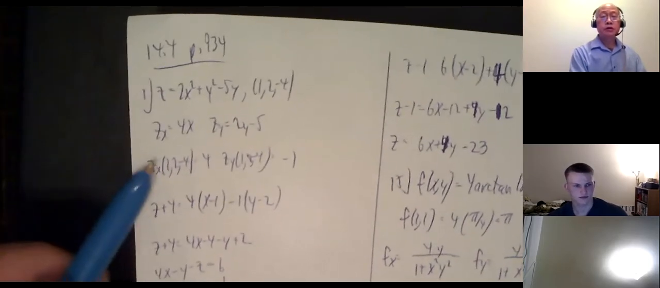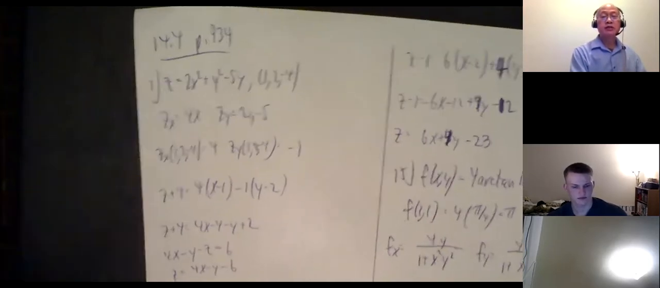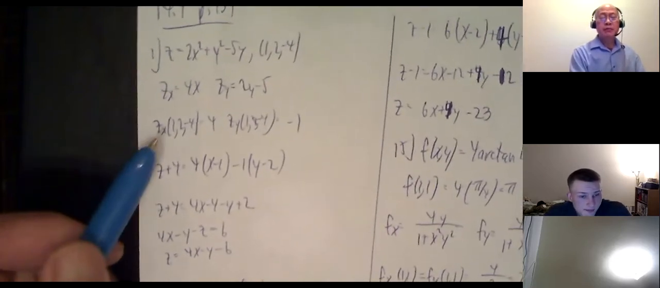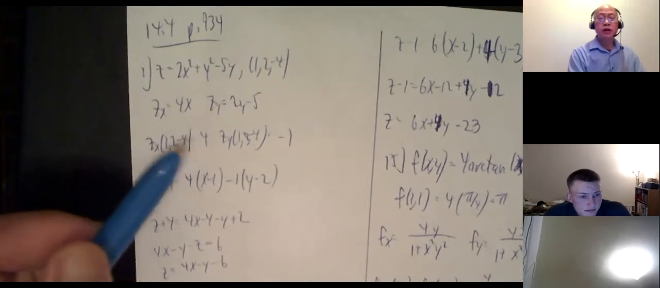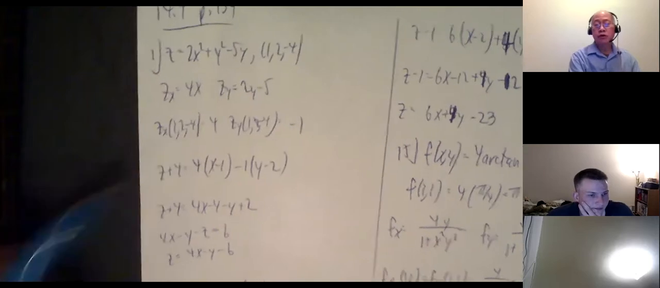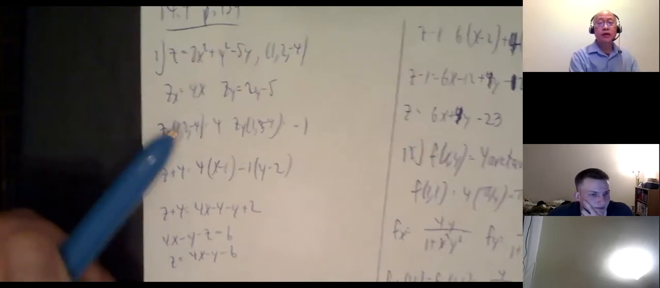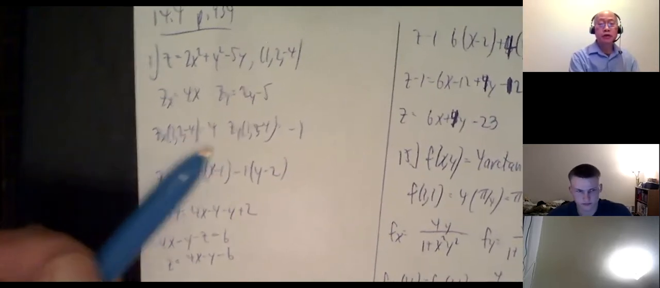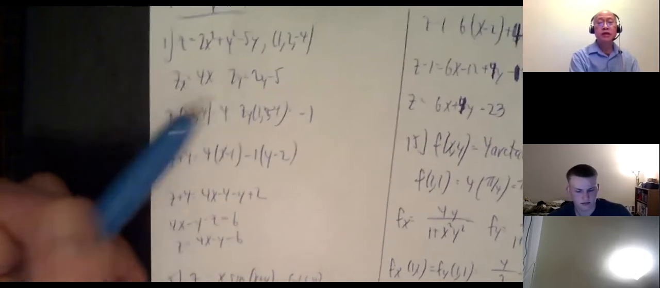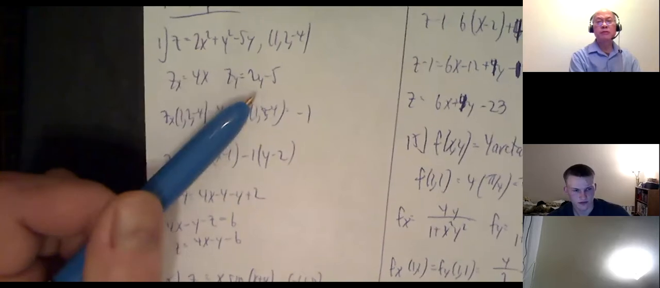All right, so you need the partial with respect to x. Differentiate with respect to x, it's 4x. Differentiate with respect to y, 2y minus 5. Then I plug in at (1, 2, -4). That's just like in Calc 1: you find a derivative in general, then you plug in whatever x or y values happen to be. So x is 1, y is 2, z is -4. Plugging in, z sub x is 4, the partial of z with respect to x. z sub y is -1, 2 times 2 minus 5. Now it's just a straight plug-in.